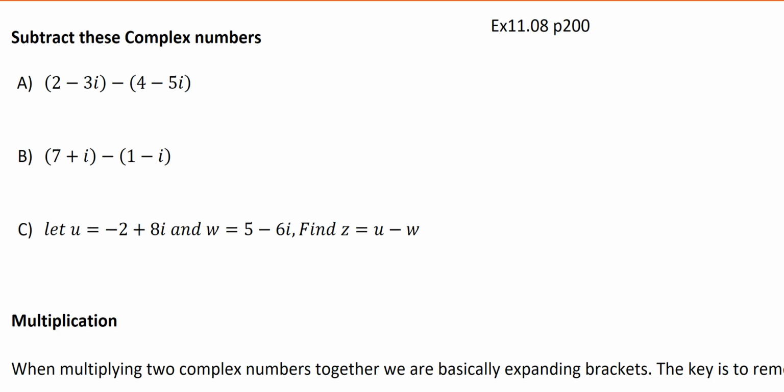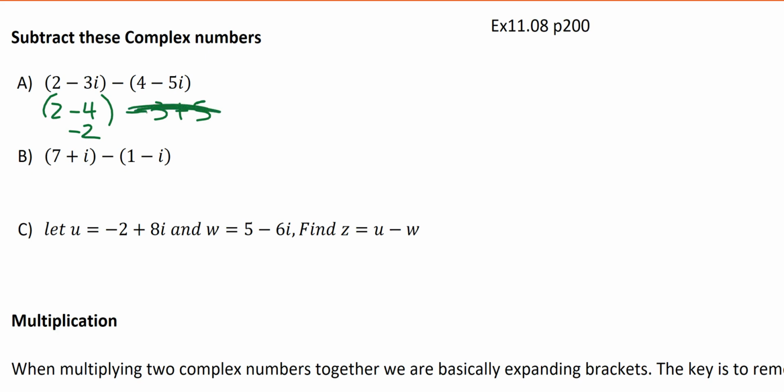Right, next one, subtract these ones. How do we do this? 2 minus 4. Here's our real part. What do we do the next part? Minus 3 plus 5. Negative 3 plus 5. This is where it starts getting a little bit confusing, eh? Why does it get confusing? Because you're dealing with integers and stuff.